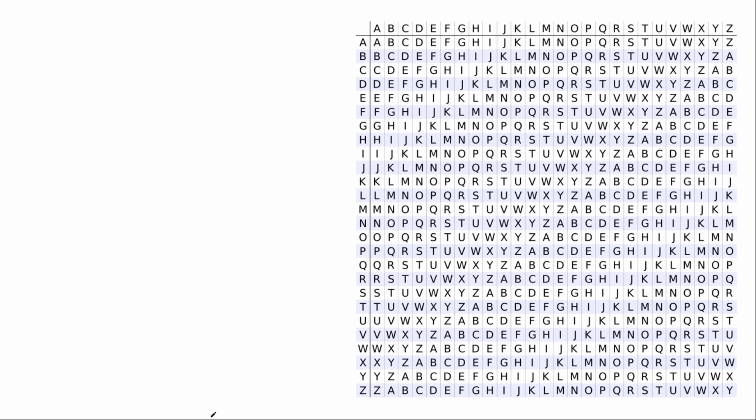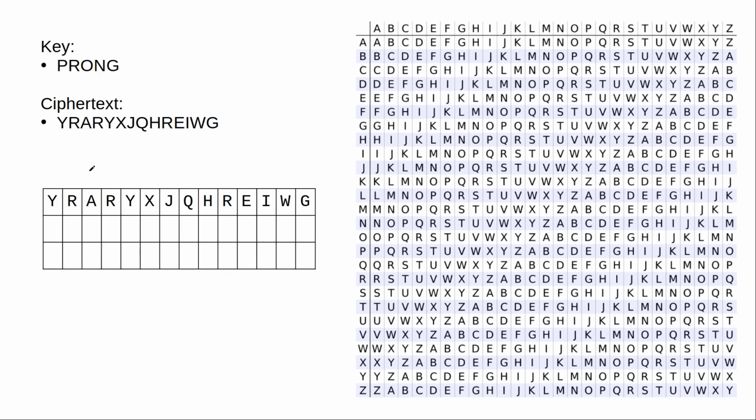Now in decrypting, you basically perform the reverse operation. So we still use the same key, PRONG. We have this cryptic ciphertext here. We don't know what it says, but we want to find out. And what we're going to do is lay it all out at the top here. We're going to map the keyword to every letter of the ciphertext, as we did earlier when encrypting.